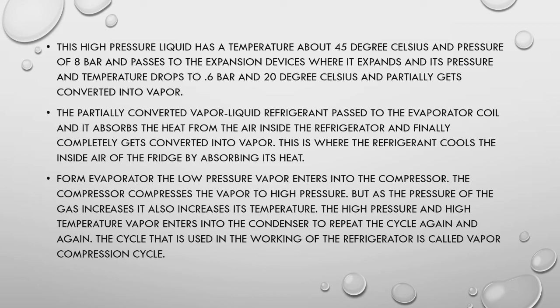From the evaporator, the low pressure vapor enters into the compressor. The compressor compresses the vapor to high pressure, but as the pressure of the gas increases, it also increases its temperature, and this high pressure and high temperature vapor enters into the condenser to repeat the cycle. The cycle that is used in the working of the refrigerator is called vapor compression cycle. So that's a little bit about the working principle of refrigerator.